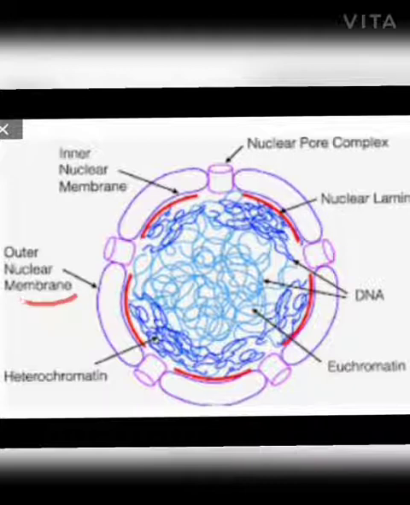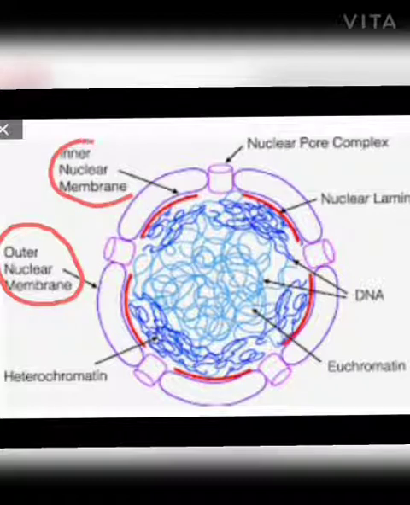The outer nuclear membrane is present as the outer layer. Then the inner layer is termed the inner nuclear membrane. So it is a double membrane bound structure. In between the outer nuclear membrane and the inner nuclear membrane there is a space. That space is known as the perinuclear space. The perinuclear space is filled with a fluid, the perinuclear fluid.